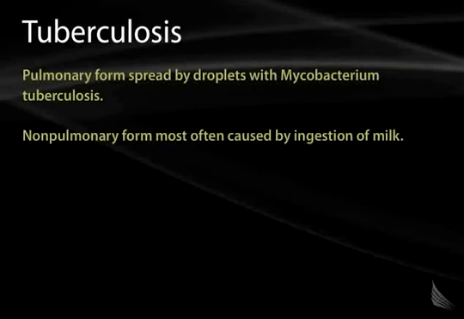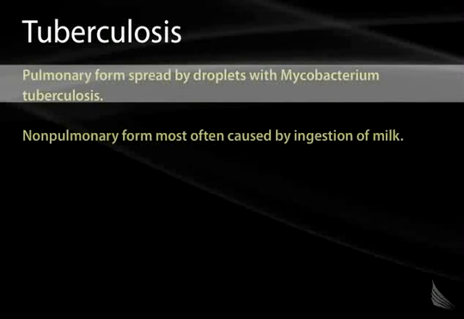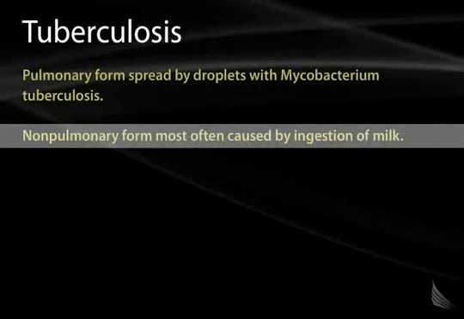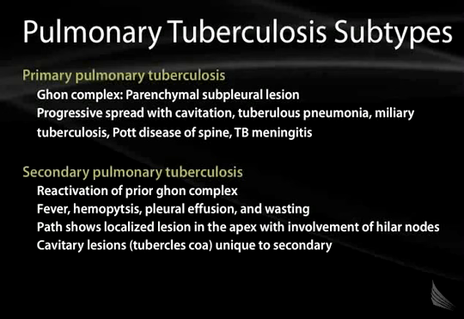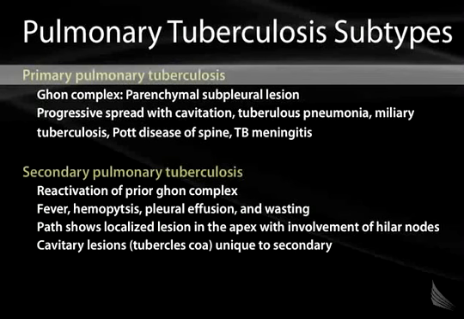Tuberculosis. This is one of the main infectious entities that can never be forgotten. The pulmonary form is spread by droplets of Mycobacterium tuberculosis. There are also non-pulmonary forms that are often caused by ingestion of milk. Pulmonary tuberculosis subtypes include primary and secondary pulmonary tuberculosis.